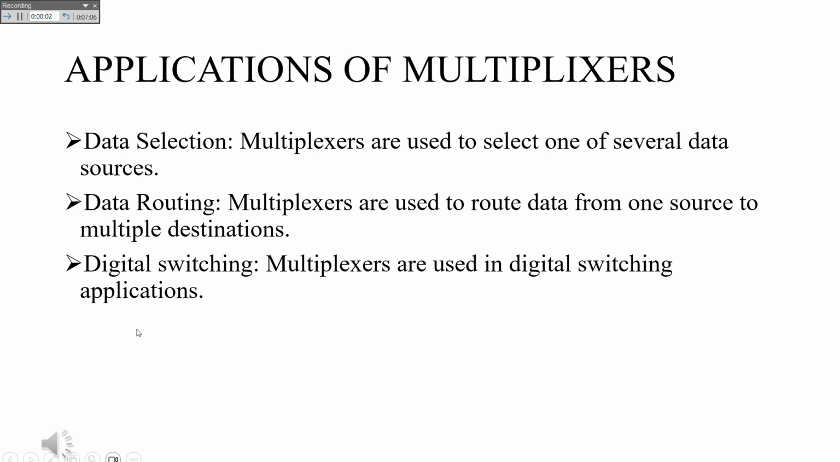Let's look at how this is applied. We said that adders and multiplexers are used in various digital systems, including arithmetic circuits, data selectors, and digital computers. Multiplexers are used to select one of several data sources. Data routing: multiplexers are used to route data from one source to multiple destinations. Digital switching: multiplexers are used in digital switching applications. So these are some of the uses of a multiplexer.